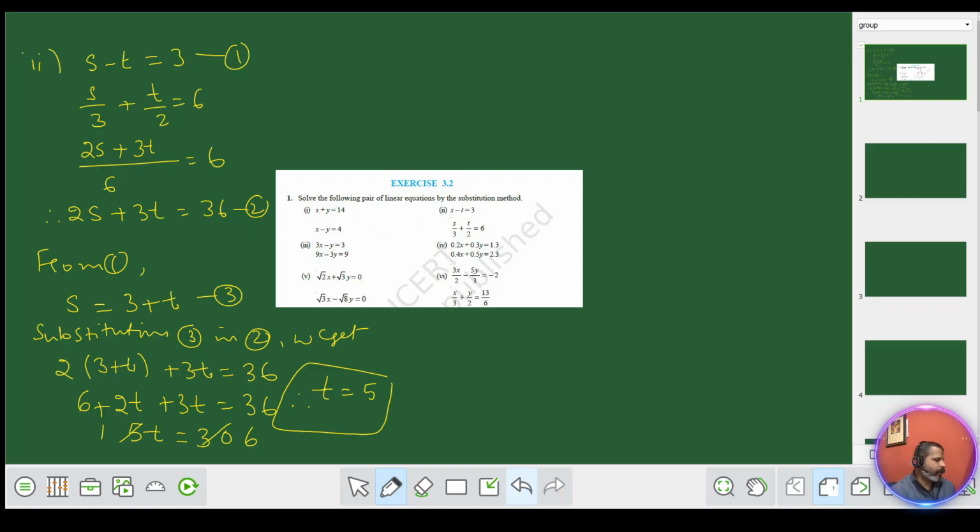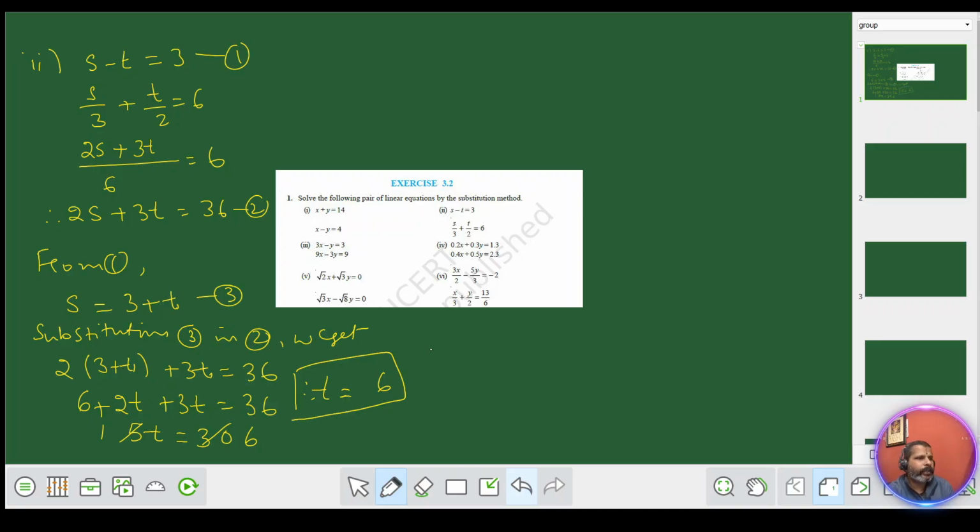5 sixes are 30, right? Okay, t equal to 6. I wrote it wrong. t equal to 6. I'll remove that. t equal to 6.